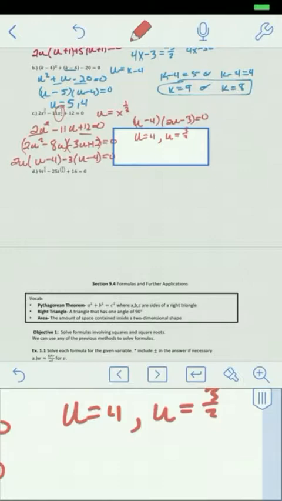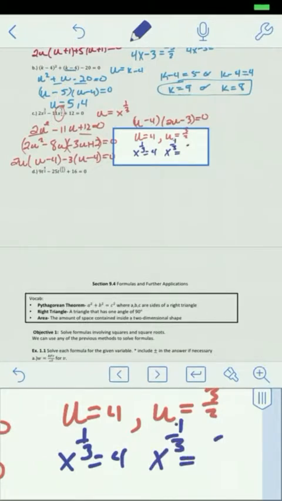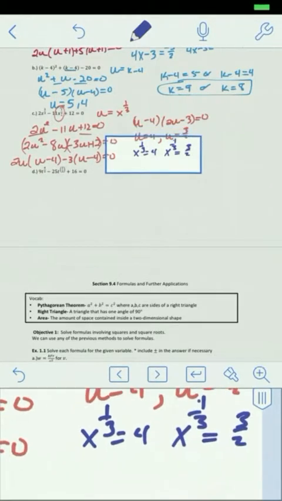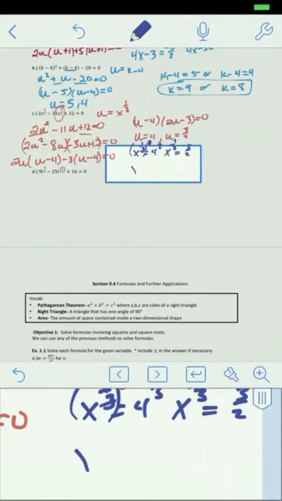Last part, substitute that x back in. So x to the 1/3 is equal to 4, or x to the 1/3 is equal to 3/2. If I want to cancel this on both sides and get a whole x, then I cube this so that those cancel. So I cube this one as well. I get x is equal to 64.